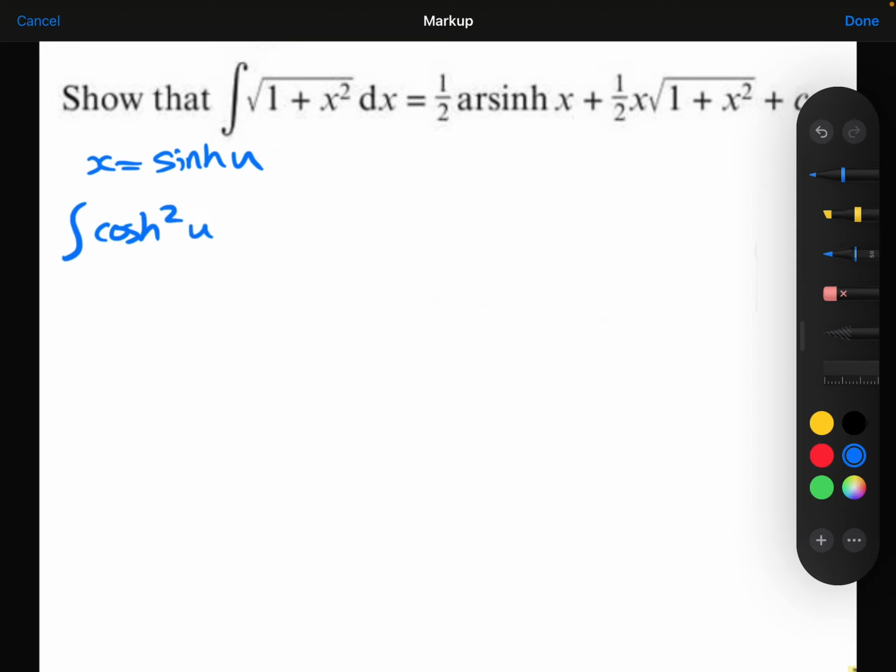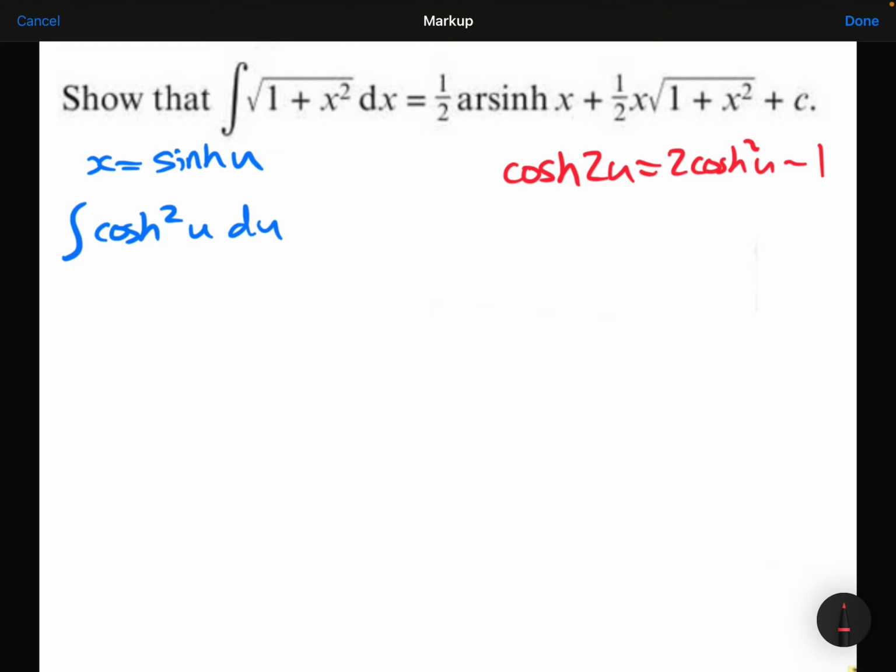Right, let me write the cosh double angle formula over here. We know that cosh 2u is 2 cosh squared u minus 1. So making cosh squared the subject, I will get cosh 2u plus 1 all over 2. So that's the integral I'm going to do.